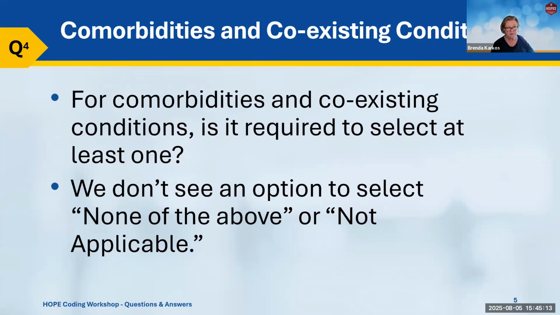So yeah, this was a question we got, I think last week, and there is no required minimum for comorbidities and coexisting conditions. Providers are expected to check all that might be appropriate, or any medical conditions that are addressed in the plan of care, or might have the potential to impact the patient over the course of the care.